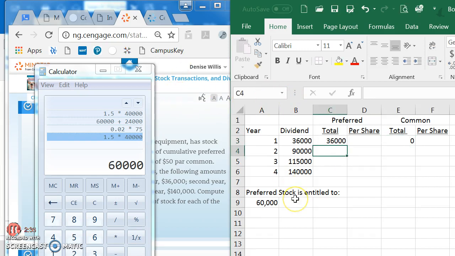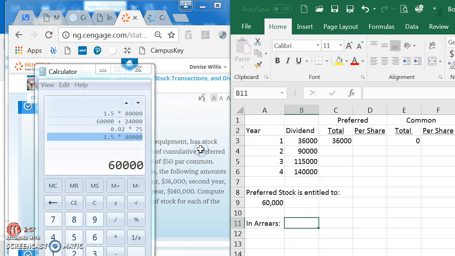Okay, let's go to year 2. Year 2, they're giving out $90,000 in dividends. We know that the preferred stock is entitled to $60,000. However, they were short. We have to deal with what we call the amounts in arrears. Okay, so let's see what they were in arrears. In year 1, they were entitled to $60,000, but they only got $36,000. So they are in arrears $24,000 for year 1. You can just label that year 1.